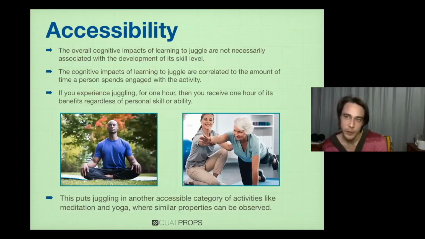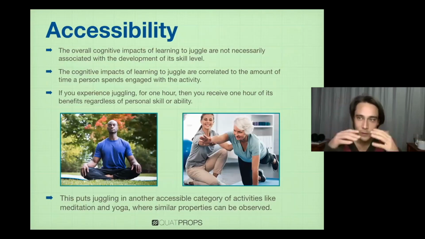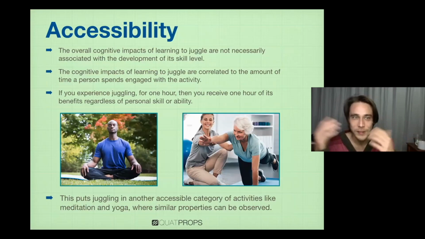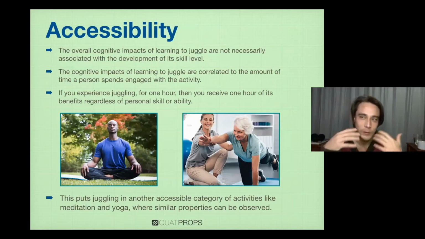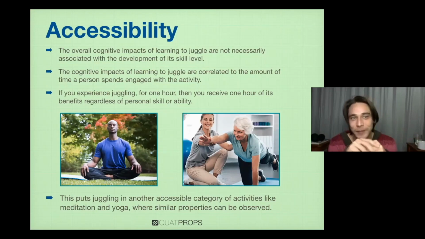In terms of accessibility, to really put this into focus, we know juggling hasn't always been accessible because of the way that we present it, but there's absolutely no reason it should not be. When you look at the science, what it shows us very clearly is that the overall cognitive impacts of learning to juggle are not associated with the development of its skill level.